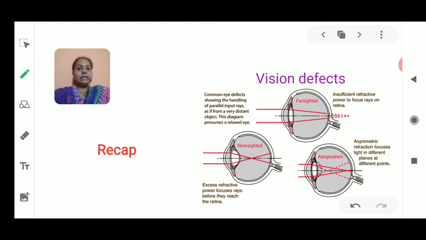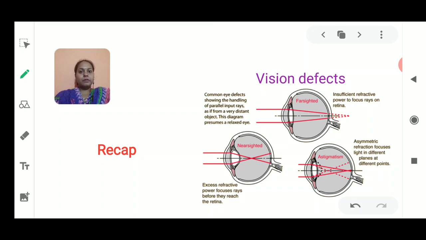So we could very easily see the things which are very close to us, or the things which are very far from us. In both cases it is the power of accommodation which is helpful in the process by which we could easily see the things present in the surroundings. So this is about the power of accommodation.